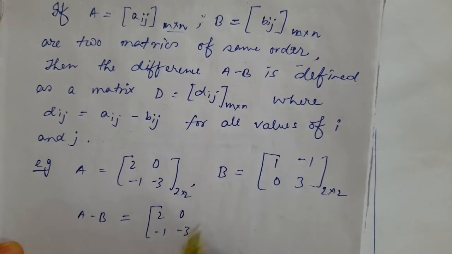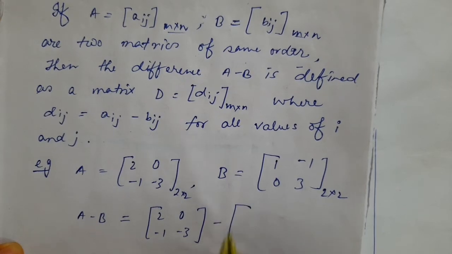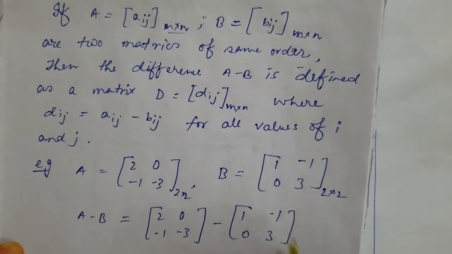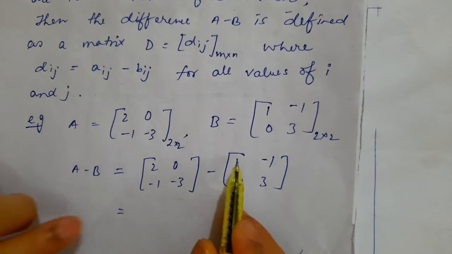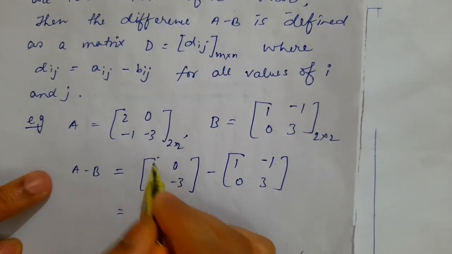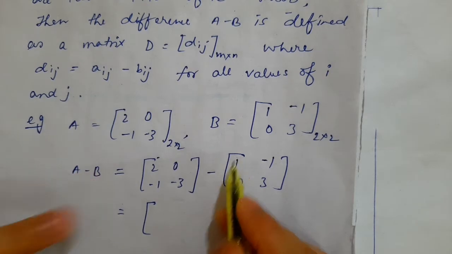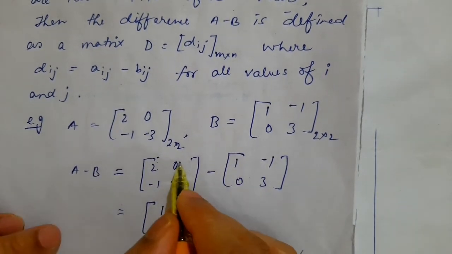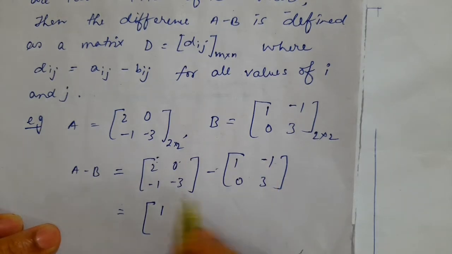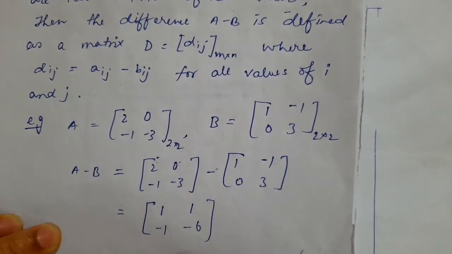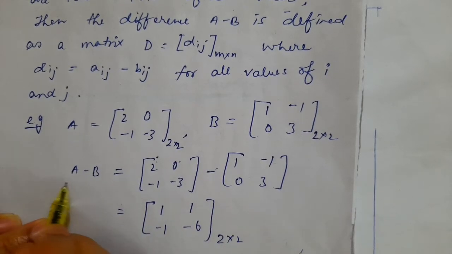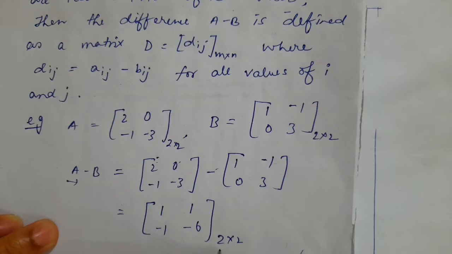A minus B is [2 0; -1 -3] minus [1 -1; 0 3]. It is similar to the addition of matrices. Now we will subtract corresponding elements. First element of A minus first element of B: 2 minus 1 becomes 1. 0 minus of minus becomes plus, 0 plus 1 is 1. Minus 1 minus 0 becomes minus 1. Minus 3 minus 3 becomes minus 6. The difference of two matrices is defined only for matrices of the same order.